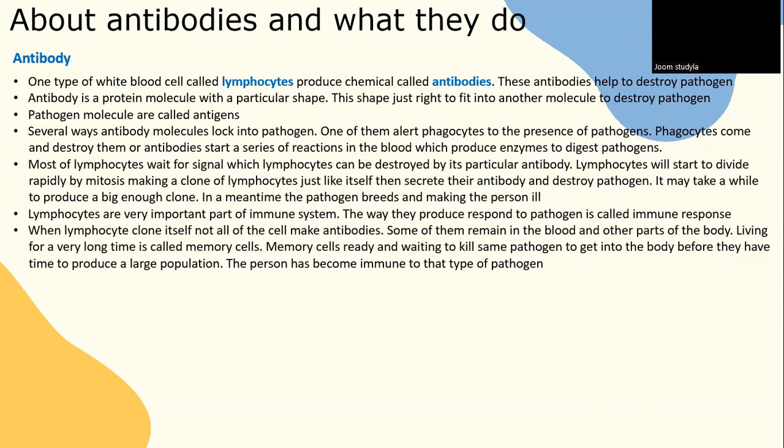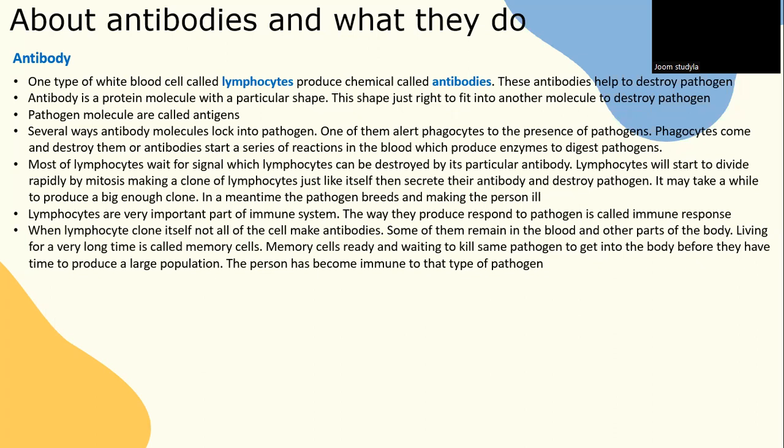The lymphocyte will start to divide rapidly by mitosis, making a clone of lymphocytes just like itself, then secrete the antibody and destroy the pathogen. It may take a while to produce a big enough clone to kill the pathogen. In the meantime, the pathogen breeds, making the person become ill. Lymphocytes are a very important part of the immune system. The way they produce a response to a pathogen is called the immune response.